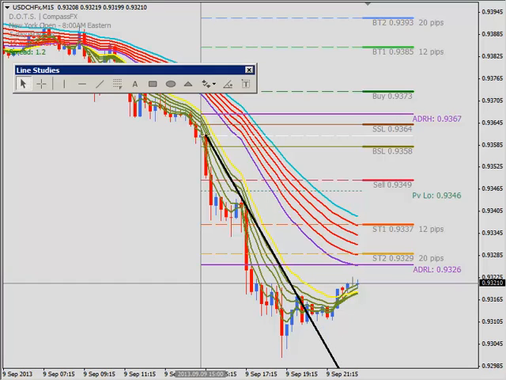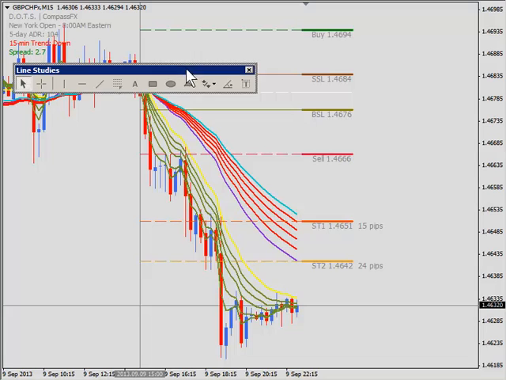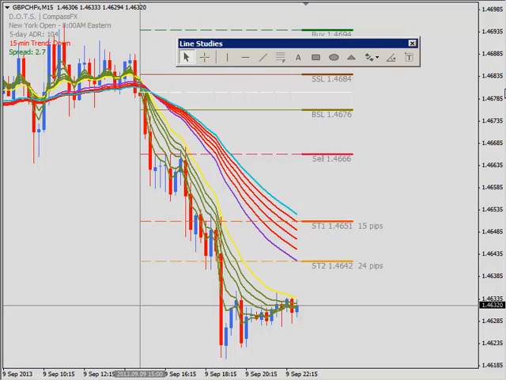Let's go take a look at another one. Here's the pound Swiss. Today, from the high right here after the open, we have this high. Now this is something interesting I want to show you.